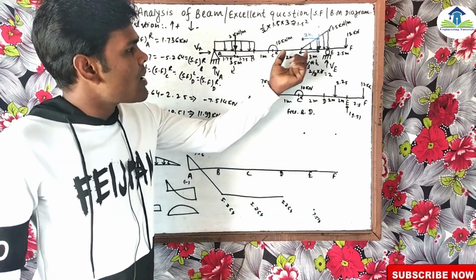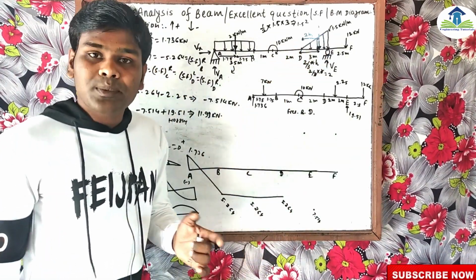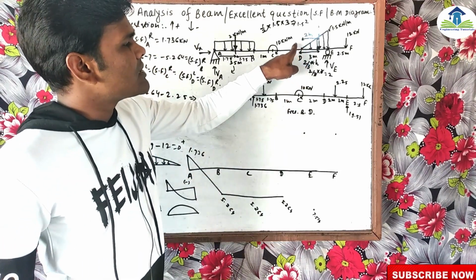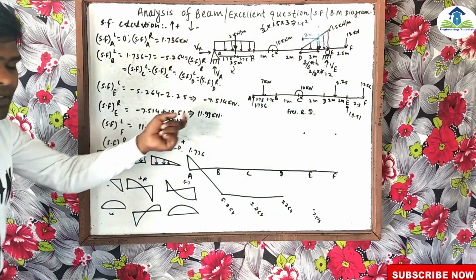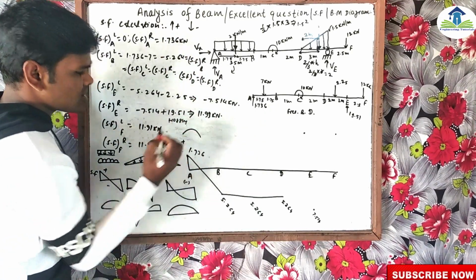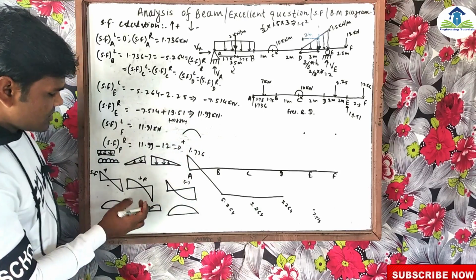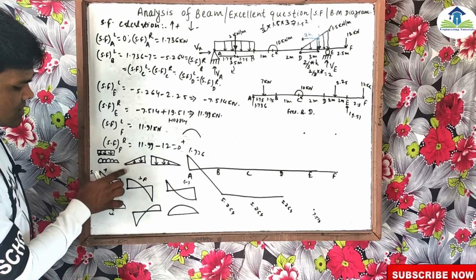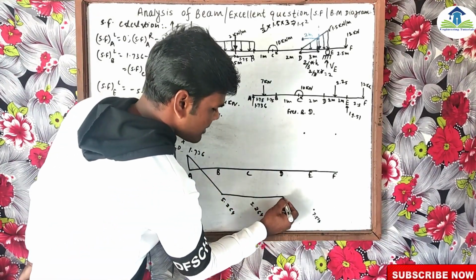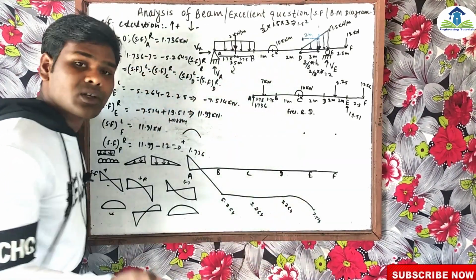And this is the logic. This is the UDL force. For the UDL force, the shear force diagram is a parabolic 2-degree equation. This is the increasing order, so increasing order means our force is in decreasing order, like this. So our shear force diagram is decreasing like this, and we join like this. This is the parabolic 2-degree equation.